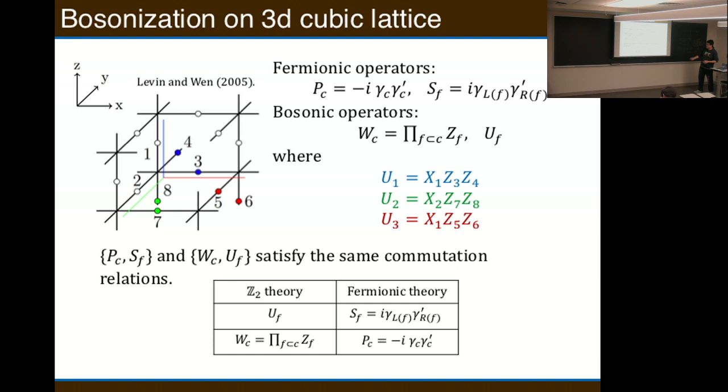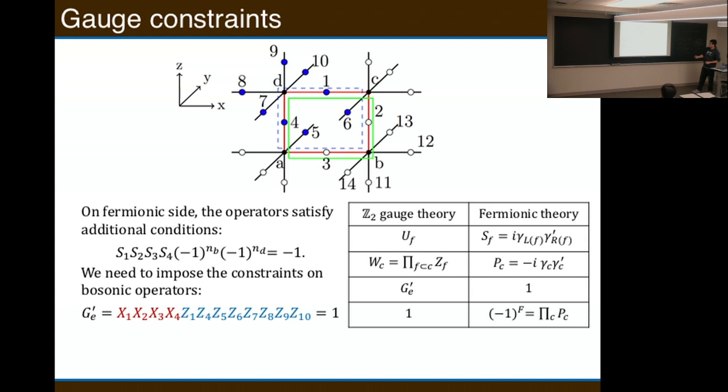So in 3D, we can use a layer model to compute our representation. Similarly, you can take your time, it's fine. So the idea is that they can define some bosonic hopping operators which have the same algebra. Similarly, there's a constraint on the fermion side: if we have the fermion around some closed loop, it equals 1. And this will be mapped to some bosonic operator. So the bosonic operator is this kind of operator.